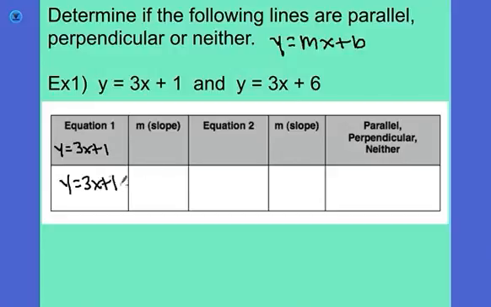And if I want the slope of that, I have to look at the number in front of the x, which is 3. My second equation would be y equals 3x plus 6. The slope for that would be the number in front of x, which would be 3. So I compare my slopes, 3 and 3. Since they're the same, that means they must be parallel.